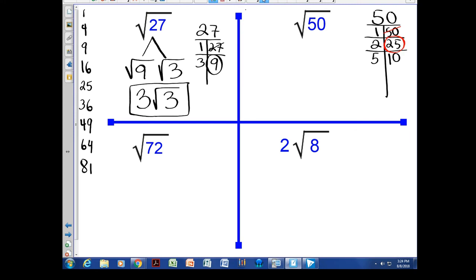So I'm going to separate the square root of 50 into 2 square roots. I'm going to put my perfect square, 25, on the left, and 25 times 2 equals 50. And the square root of 25 is 5. Radical 2.